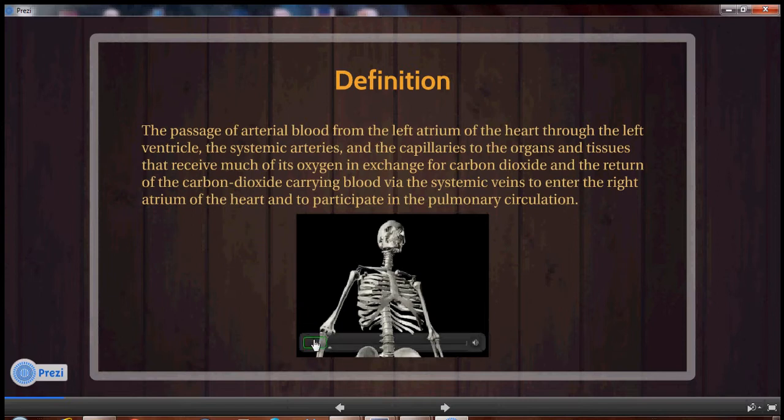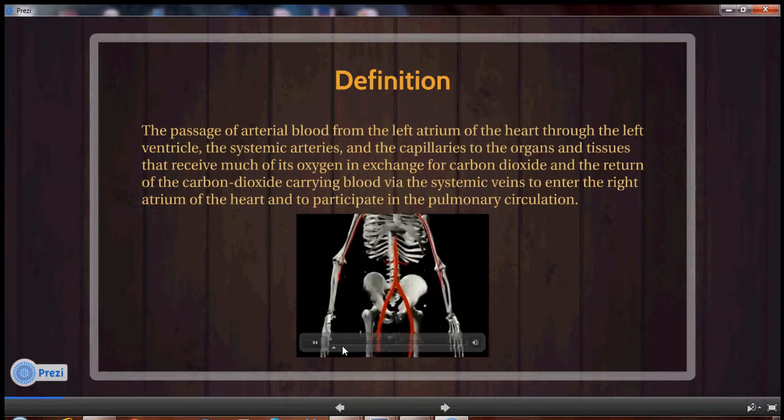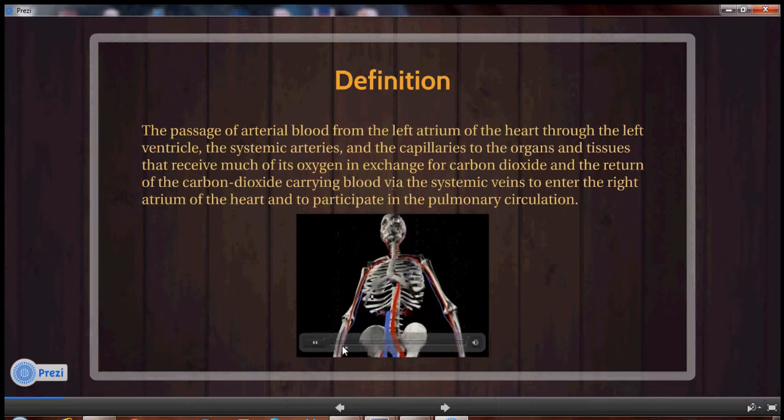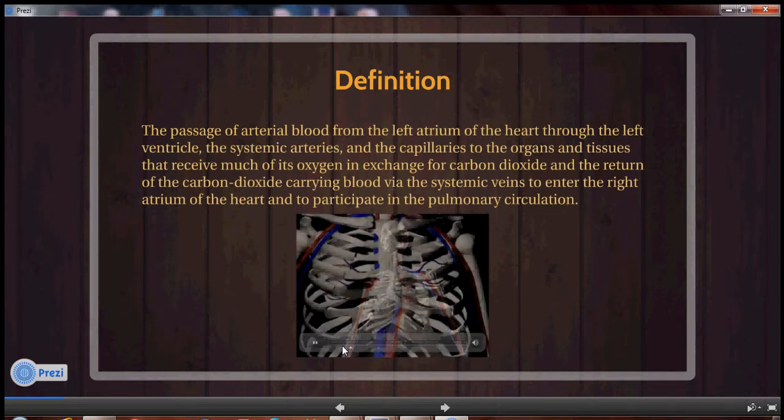Here we have a video where it shows the pathway that the blood circulation follows. The circulatory system, consisting of the heart, arteries, capillaries, and veins, is the pumping mechanism that transports blood throughout the body.